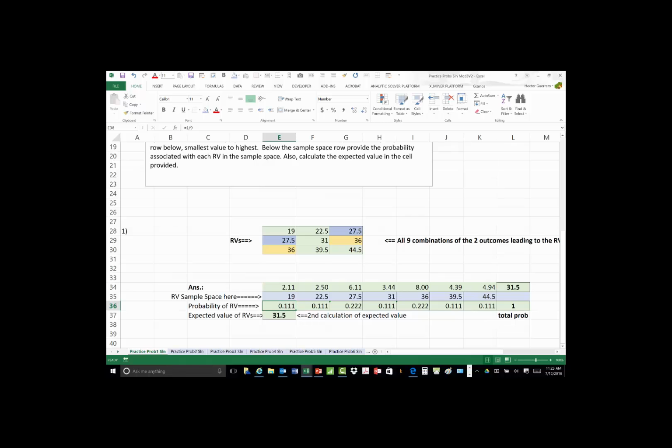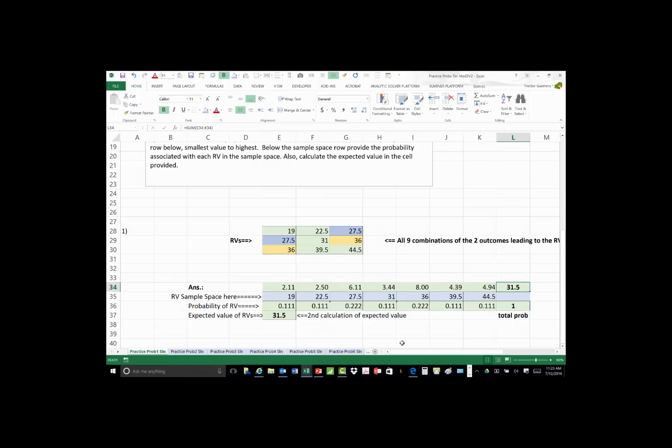So here's our probability. I've set up a table for you. Here's the outcome. And you know that the expected value is a multiplication of the outcome and the probability of that outcome, summed together. By the way, all of these probabilities must sum to 1. Otherwise, we haven't counted something or overcounted something. So here I multiply 19 times 0.111, and I get 2.11, that's E35 times E36. I do that for all of these, and I sum them.